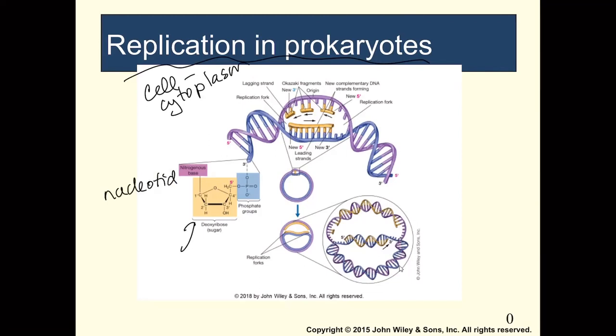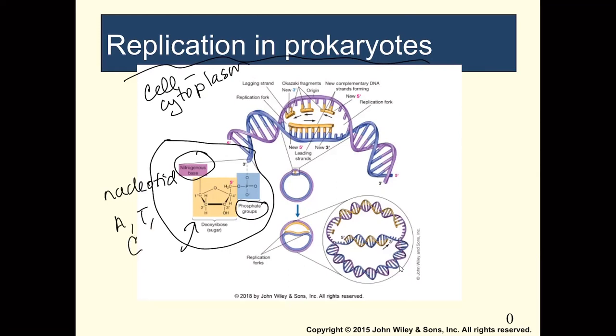Okay, so here's the sugar, here's a phosphate group, and then the nitrogenous base. So this is what an A, T, C, or G basically look like. And the only part that's different on it is going to be the nitrogenous base. So that's going to determine whether you have A, T, C, or G. So all DNA is a series of these linked together.